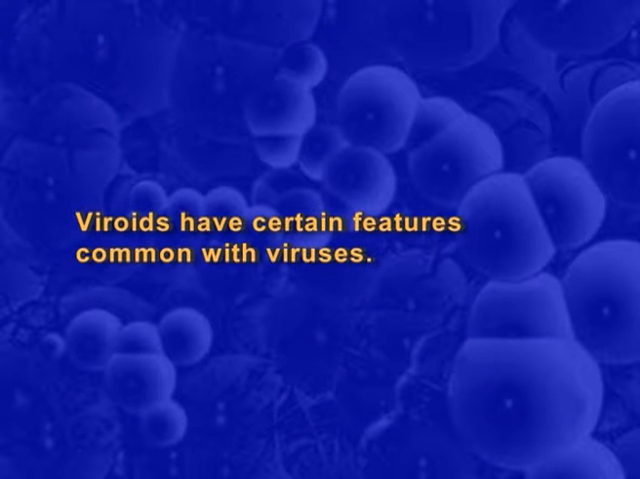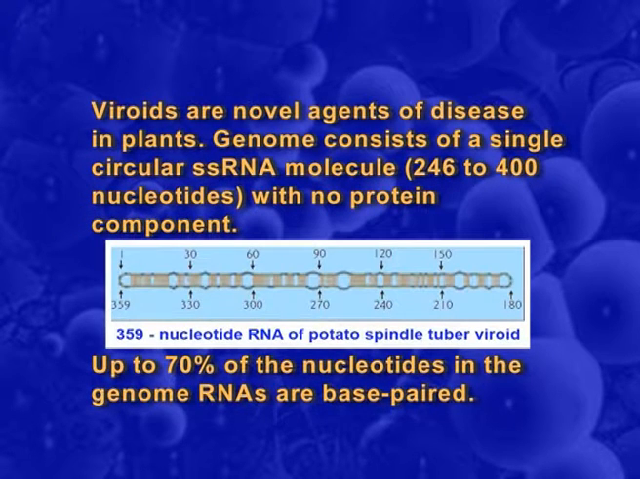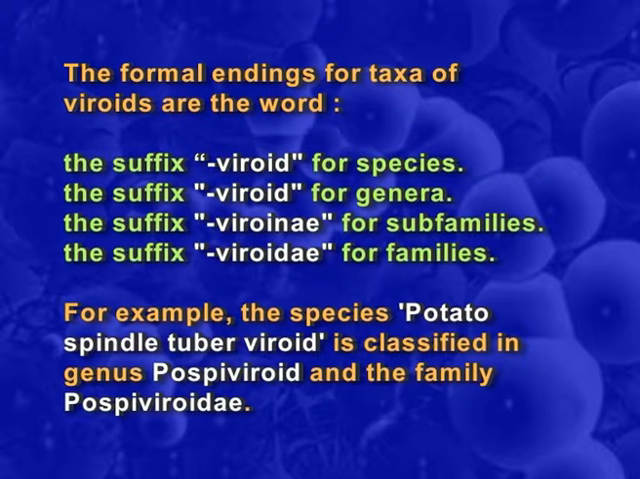Next come viroids. Viroids have certain features in common with viruses. They are agents that cause diseases in plants. They basically comprise RNA genomes, and it has been seen that 70% of the genome remains double-stranded. Their naming was done such that the suffix viroid is used for species and genera, the suffix virinae for subfamilies, and the suffix viroidae for the family.